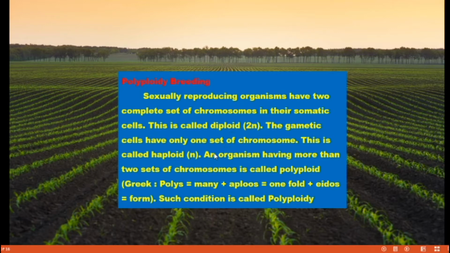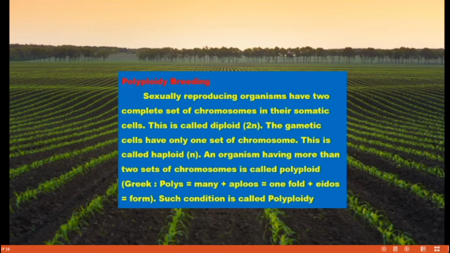Organisms having more than two sets of chromosomes are called polyploid. As I already told, only two nuclei, or the diploid condition, we call the normal plants. If we go to more than two nuclei, more than the diploid condition, we call it polyploidy. So we are going to take polyploidy breeding: how they make plants become polyploid plants, and how they approach polyploidy breeding in plants.